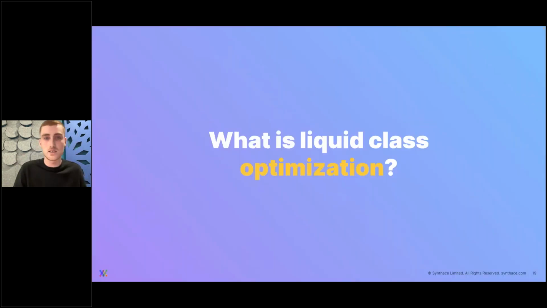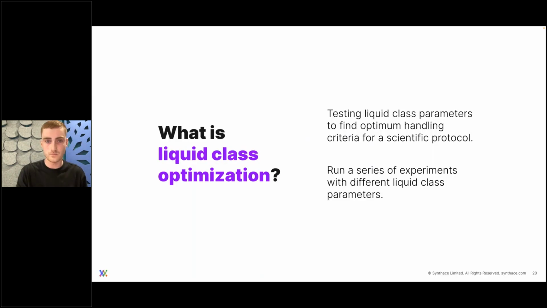What's liquid class optimization? Why do we optimize? And what does optimization actually look like? Generally speaking, the idea is to test different liquid class parameters to find an optimum liquid class for each liquid and, unfortunately, folks, on each device. So the general process is you run a small experiment with the liquid whose handling you want to optimize, and run a series of experiments in which you modify the parameters of your liquid class, such as flow rate, and measure how that affects your response. And I'll explain what we measure in a minute.